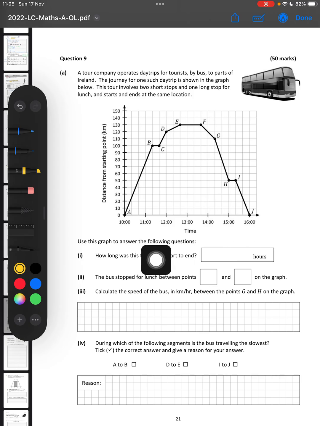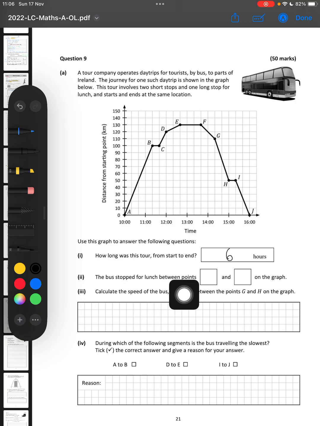So use this graph to answer the following questions. How long was this tour from start to end? Okay, so from 10 till 4 or from 10 till 16, okay, it's 6 hours. They don't want you to do loads of maths here. They literally put in one little box. Okay, it's 6 hours.